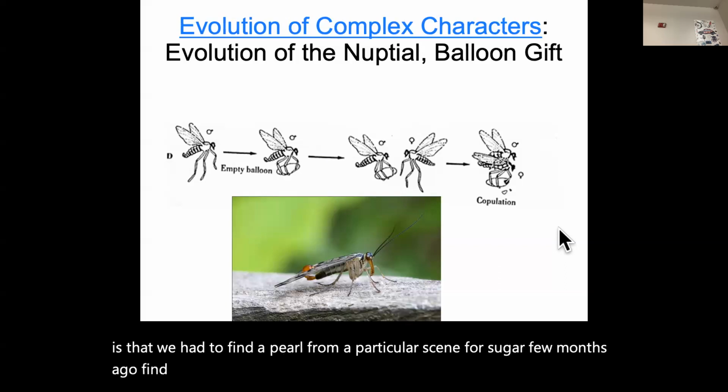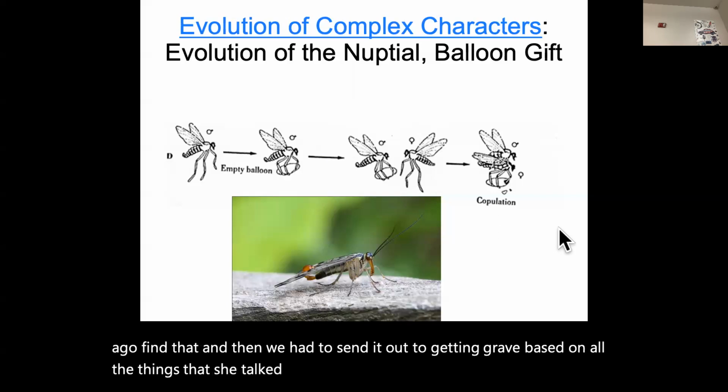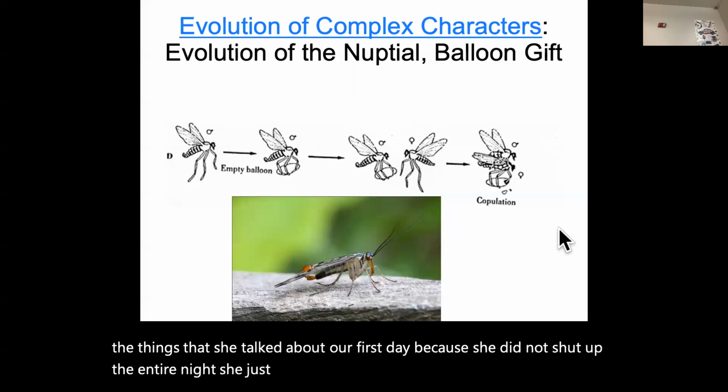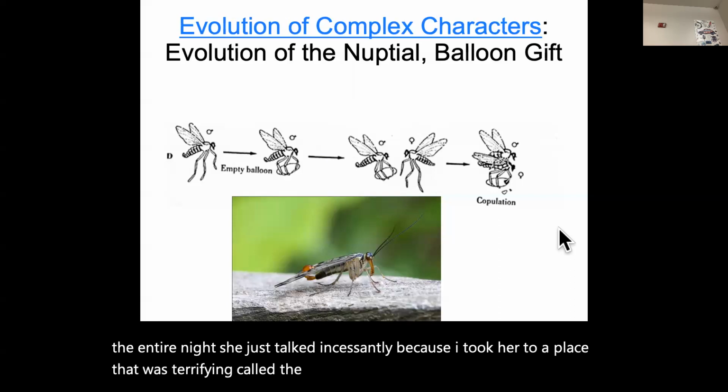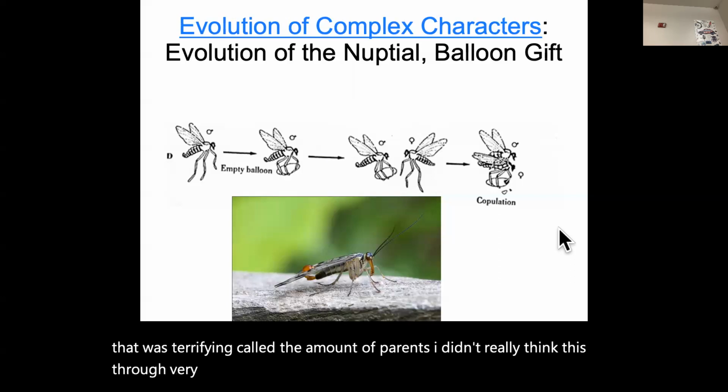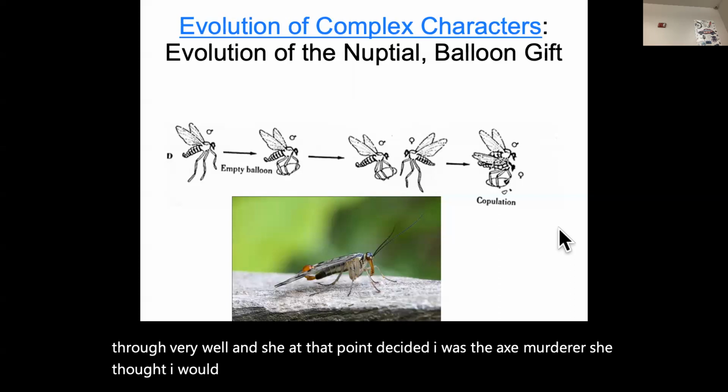And then we had to go send it out to get engraved based on all the things that she talked about on our first date, because she did not shut up the entire night. She just talked incessantly, because I took her to a place that was terrifying called the Amalga Barrens. I didn't really think this through very well. And she at that point decided I was the axe murderer she thought I was going to be, and that maybe if she kept talking, I wouldn't actually bring out the axe.